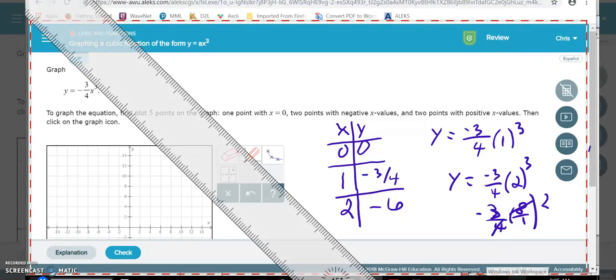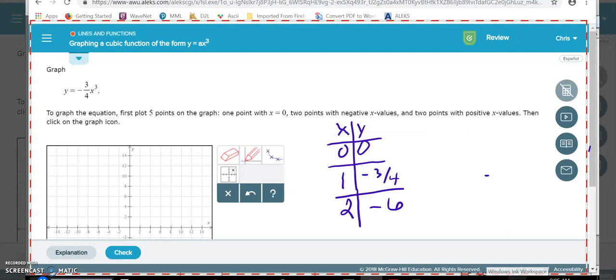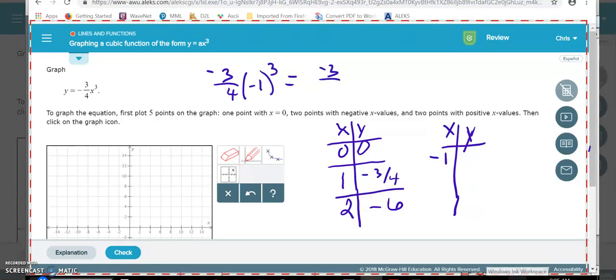All right, now it says to plot 5 points, so we need to get 2 more. So make a little bit of room over here. And look what happens if we plug in the negative versions of those x values. If we have x equal to negative 1, in that case we're going to have negative 3/4 times negative 1 cubed, which is negative 3/4 times negative 1, because negative 1 cubed is still negative 1. So negative 3/4 times a negative 1 is a positive 3/4.